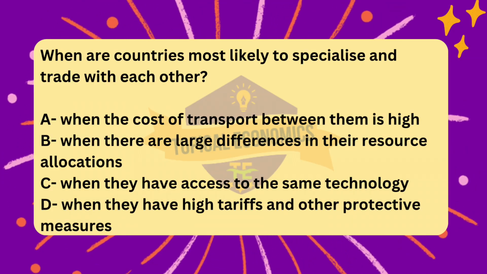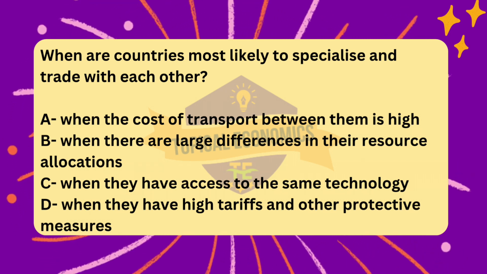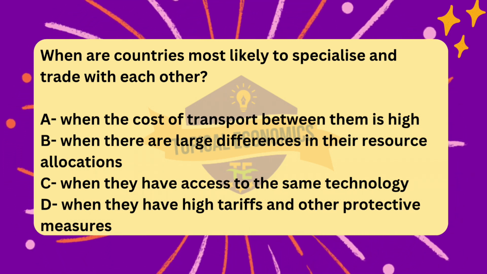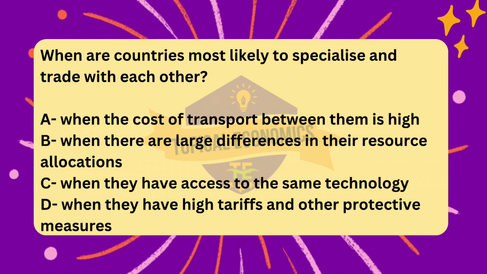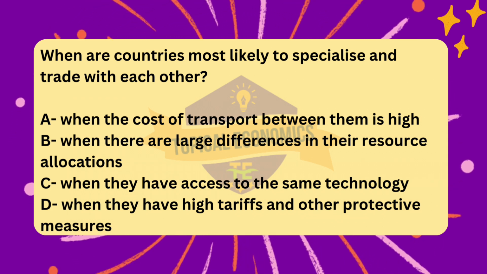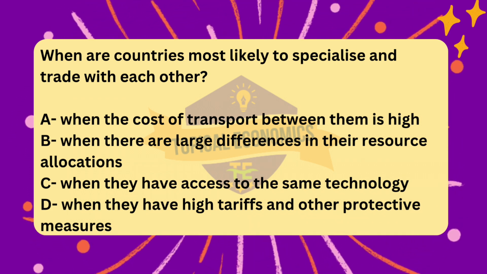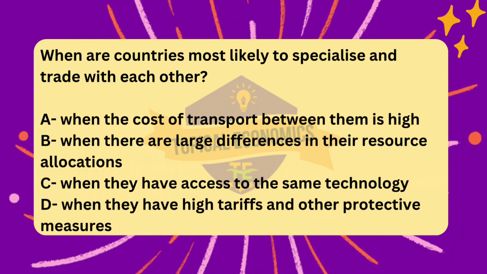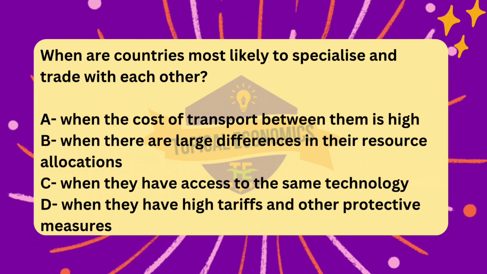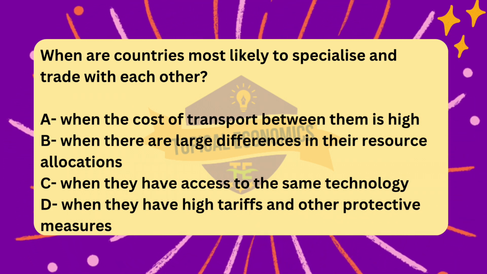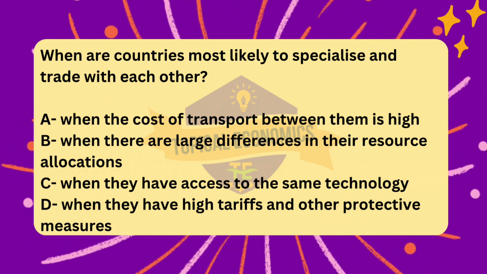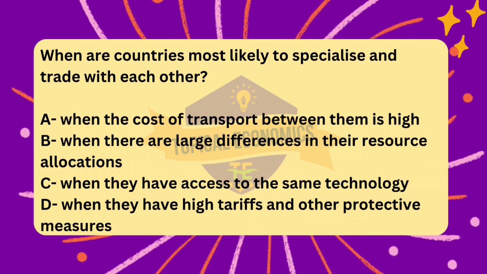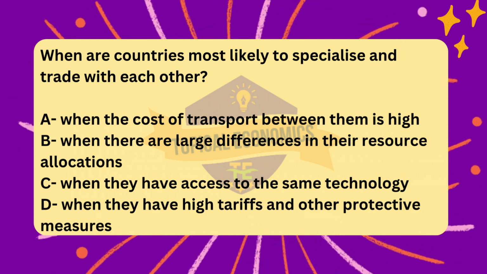When are countries most likely to specialize and trade with each other? A. When the cost of transport between them is high. B. When there are large differences in their resource allocations. C. When they have access to the same technology. D. When they have high tariffs and other protective measures. Reference, 2022 May-June version 3.